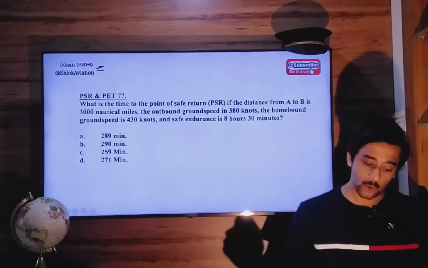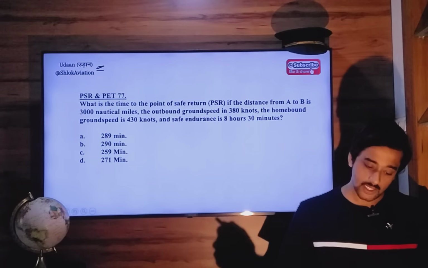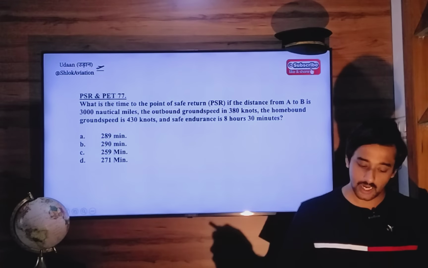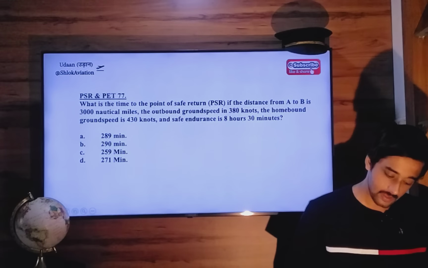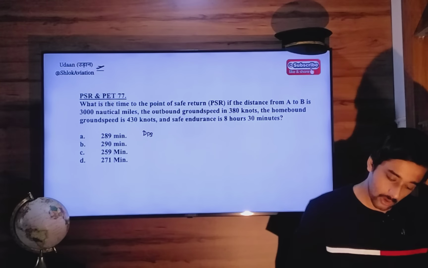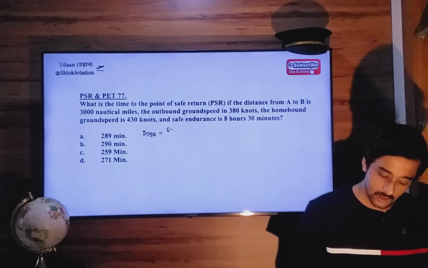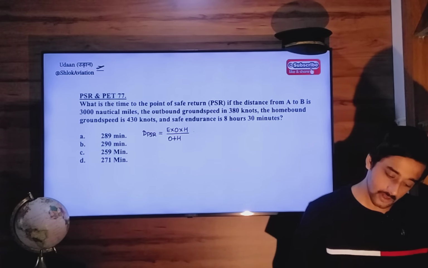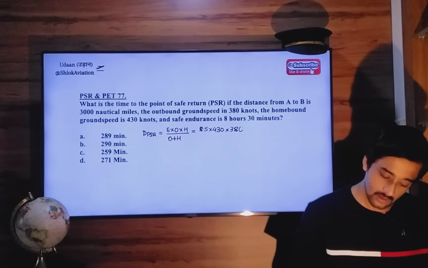What is the time to the point of safe return? If the distance between them is 3000 miles, outbound speed, homebound speed and endurance are given. Step 1, find distance to point of safe return. Endurance into outbound into homebound divided by outbound plus homebound. So 8.5 into 430 into 380 divided by 430 plus 380.